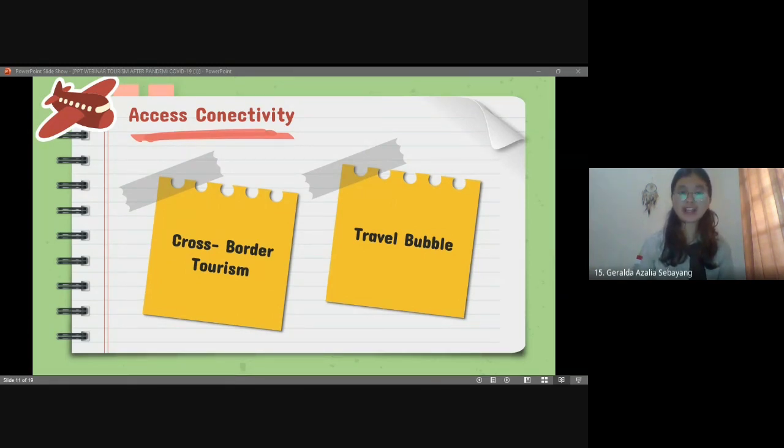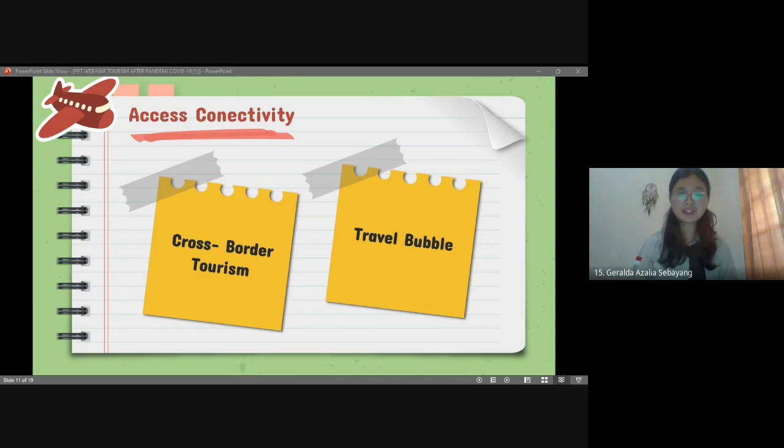I will explain the next topic. It is about access connectivity. The first example of access connectivity is cross-border tourism. Cross-border tourism brings a new color to Indonesian tourism. For information, cross-border tourism can be defined as the activities of persons traveling across the border to stay in places outside their usual environment for a reasonable period.